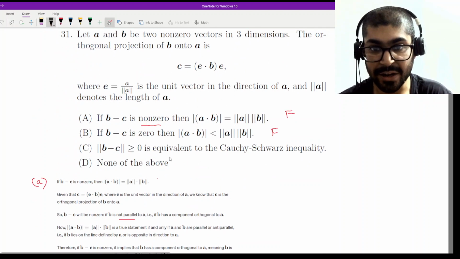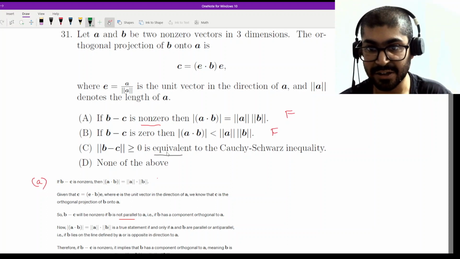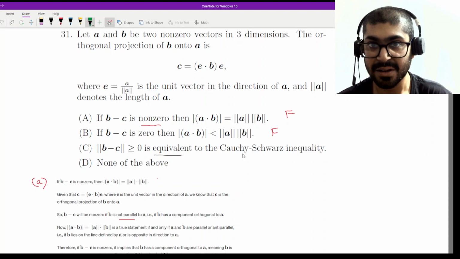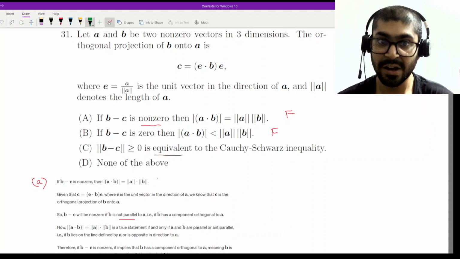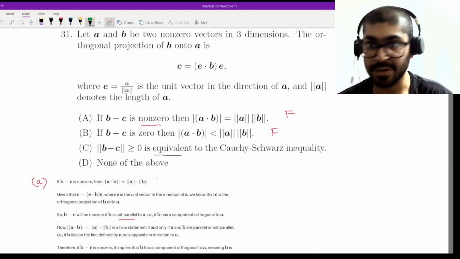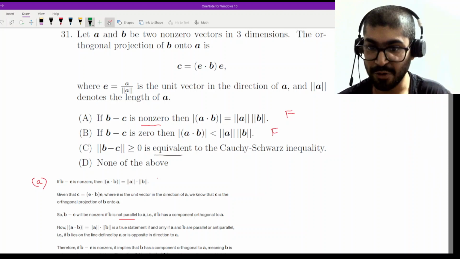Equivalent does not mean that we can prove the Cauchy-Schwarz inequality from here. Equivalent means that if the norm of B minus C is greater than 0, then this and the Cauchy-Schwarz inequality are consistent. That means whatever is said in the Cauchy-Schwarz inequality is being obeyed and followed by the norm of B minus C greater than 0. So that already was proven in the text that I showed you for option C.